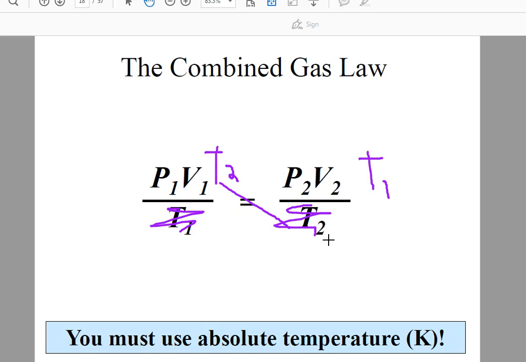What we'll do with this equation is you can actually use this equation instead of the other two. You just get rid of whatever you don't need. So let's say that the volume is held constant. If the volume didn't change, then just get rid of the volume in that example. Okay? If the temperature didn't change, get rid of the temperature. If the pressure didn't change, get rid of the pressure.